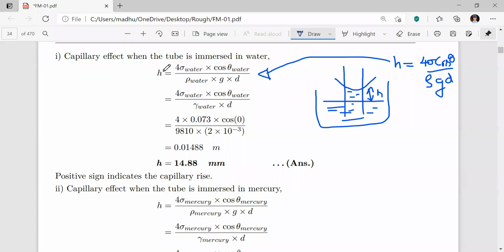Okay. Now H is equal to 4 sigma water into cos theta water divided by rho water into G into D. G and D are the same: acceleration due to gravity and diameter. Now 4 sigma cos theta water, so the numerator I will keep as it is. Rho water into G.